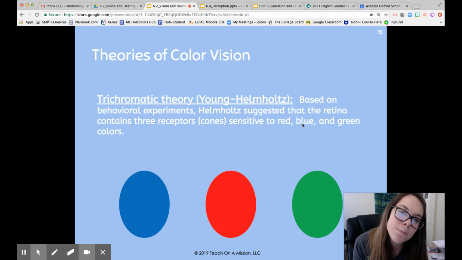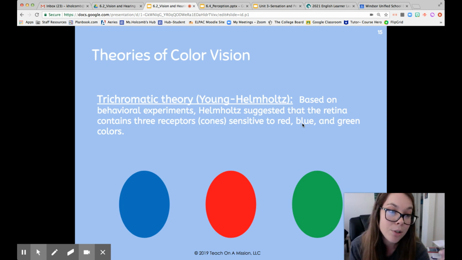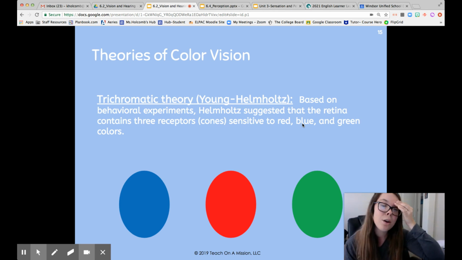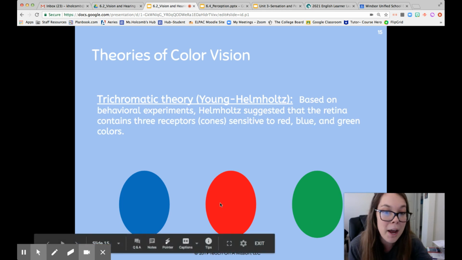Based on this behavioral experiment, Helmholtz suggested that the retina contains 3 receptors, so 3 types of cones. We have red, blue, and green, right? And if we think about these, they're kind of like our primary colors. So if we mix red and blue together, we're going to get purple, right? So again, when different cones are stimulated, they create different colors. Just very similar to how we paint, by adding and mixing colors.